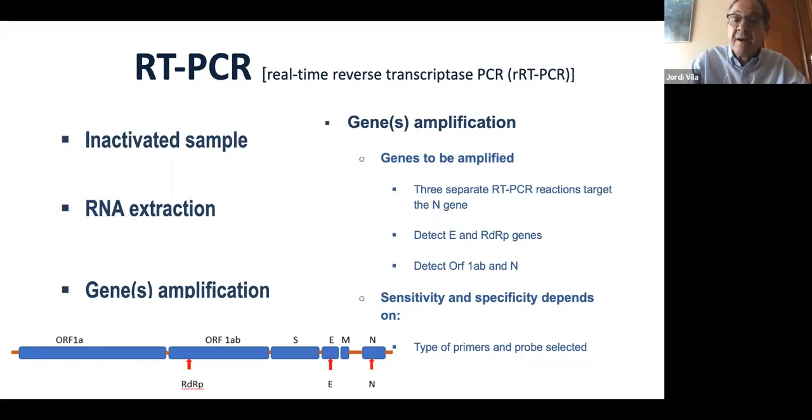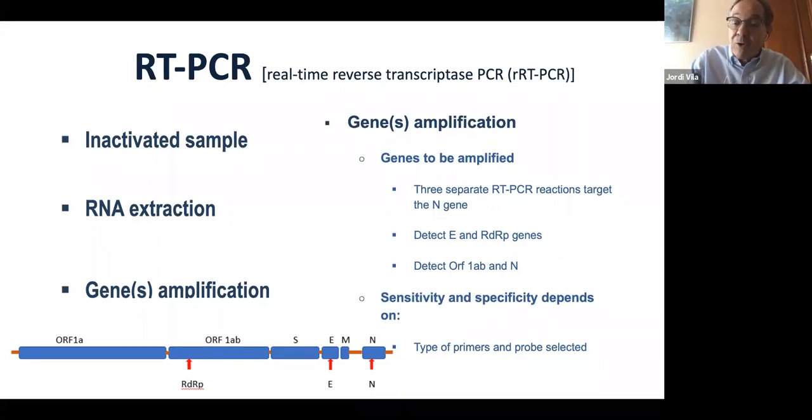Both genes are the E gene, which involves the envelope protein, and the RdRp gene, which involves the polymerase of the virus. This protocol has been designed by the Charité of Berlin and is used by a lot of labs in Europe.